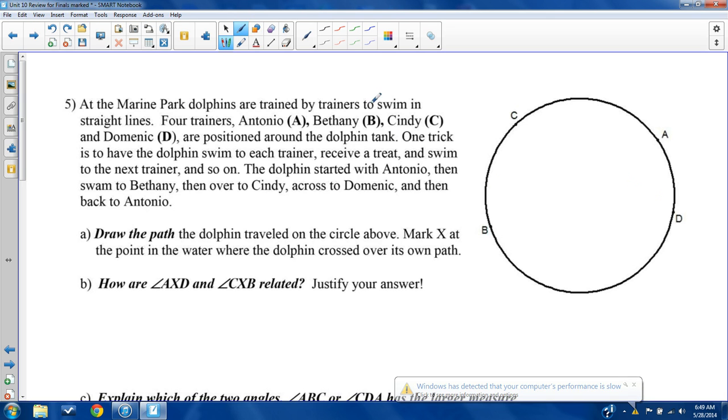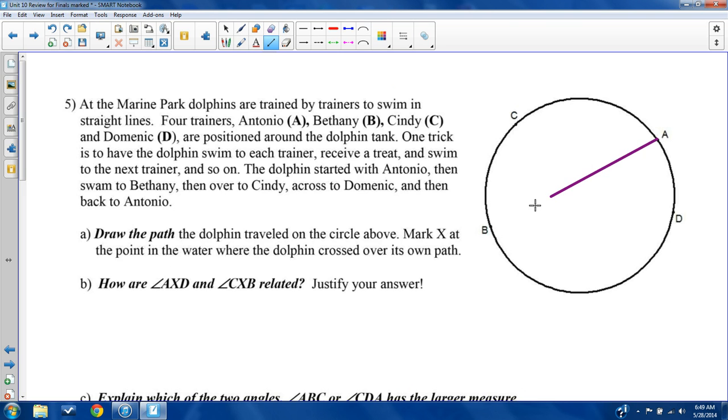One trick is to have the dolphin swim to each trainer, receive a treat, and swim to the next trainer, and so on. The dolphin started at Antonio, then swam to Bethany, over to Cindy, across to Dominic, back to Antonio. So A, B, C, D, back to A. Draw the path the dolphin traveled on the circle above. Mark X at the point in the water where the dolphin crossed over its own path. So you'd probably use a ruler or something, but it's not drawn to scale anyway. Just know that these are endpoints here. So it goes A, B, C, D, and back to A.